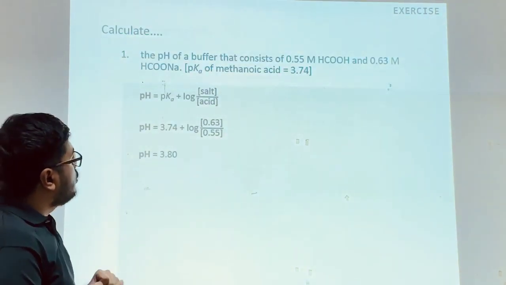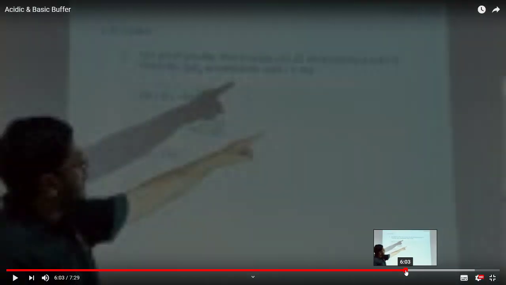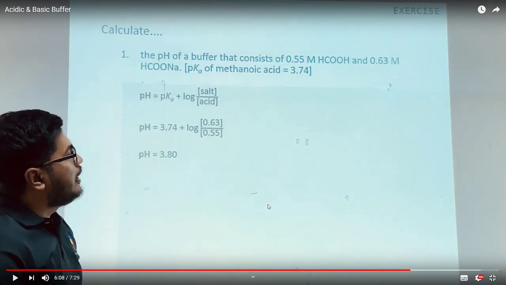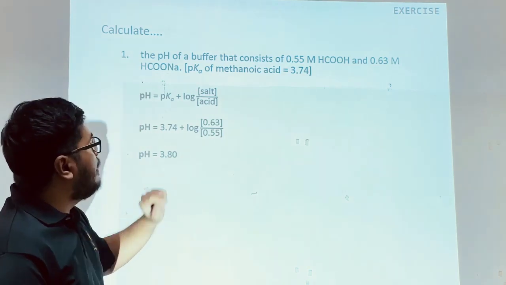So for example, contoh soalan, the pH of a... Do you want to work this out, or do you want me to just carry on? Or do you want a pause to work this out? Carry on? So I shall carry on then. Metanoic ion and 0.63 molar of sodium metanoate.